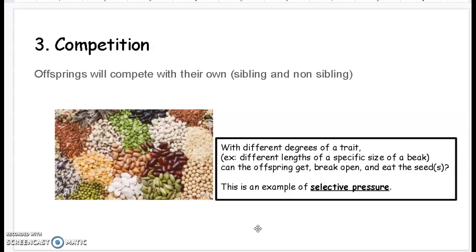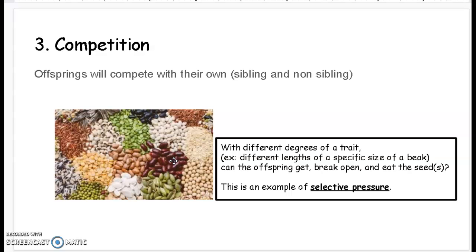Step 3, competition. Offsprings will compete with their own, sibling and non-sibling. So for example, all the birds on an island will fight over food. This is an example of the selective pressure that the environment has on you. Food. Now we're going to think about this variety. My beak is just big enough for me to grab a certain seed. Maybe my brother, who happens to have a slightly smaller beak, he's out of luck. He can't get the seed. So he better find another food source. If he can't, too bad, you dead.